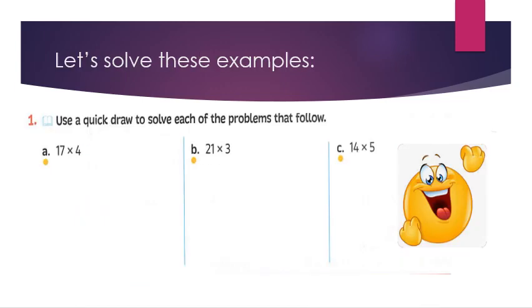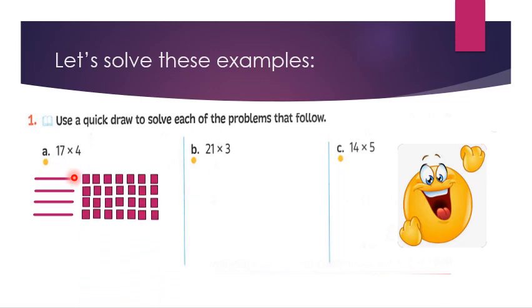Okay. Let's solve these examples together. Use a quick draw to solve each of the problems that follow. 17 by 4. 17 means I have 1 on the tens and 7 on the ones, right? And repeat it 4 times. So 1 on the tens, repeated 4 times. And how many ones do we have? Excellent. 7 on the ones, repeated 4 times.